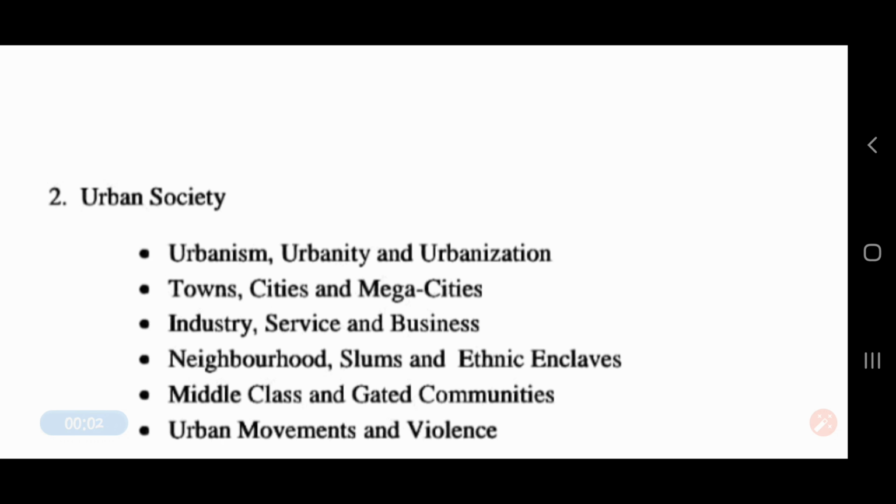We looked at rural society and now we are looking at urban society. So under urban society you have the concepts of urbanism, urbanity and urbanization. So you have to learn the difference between all these.